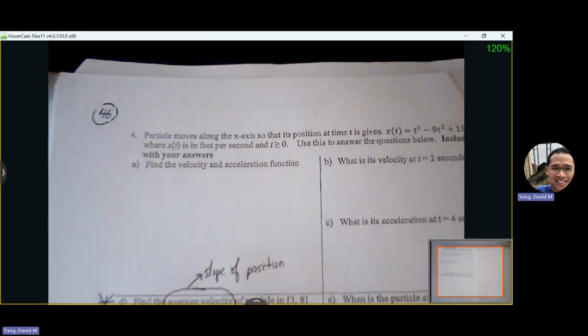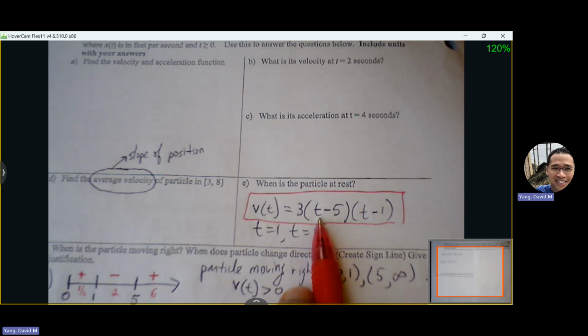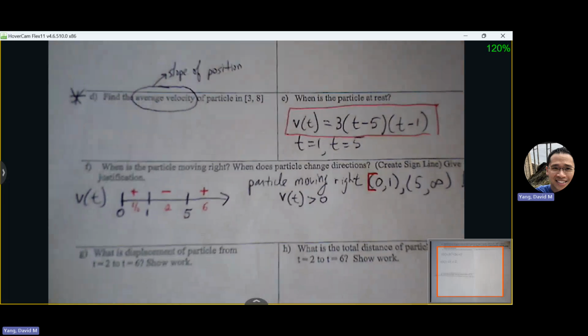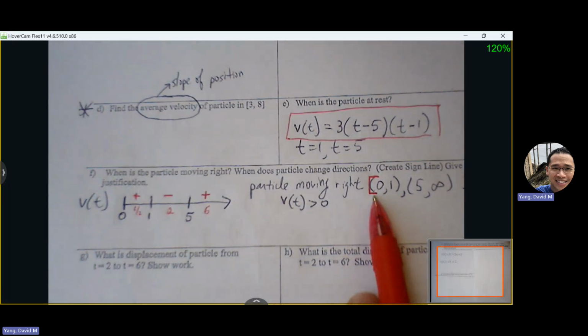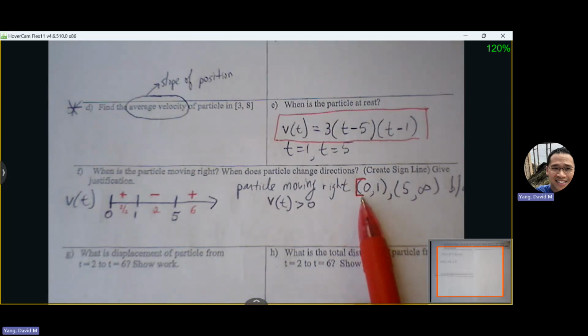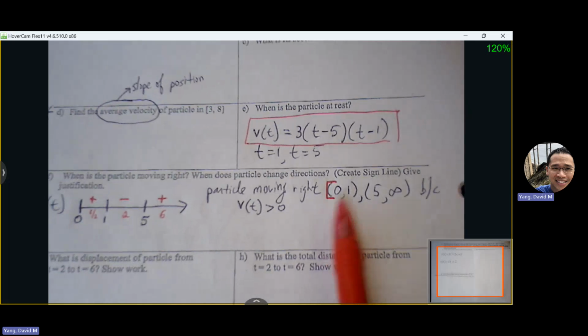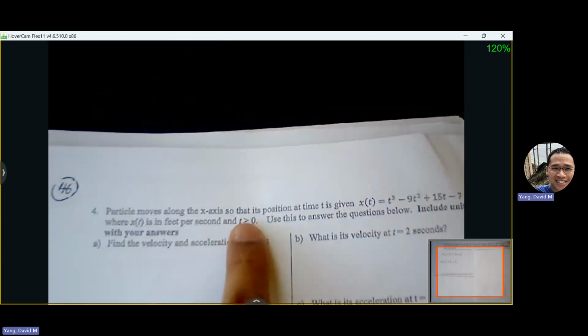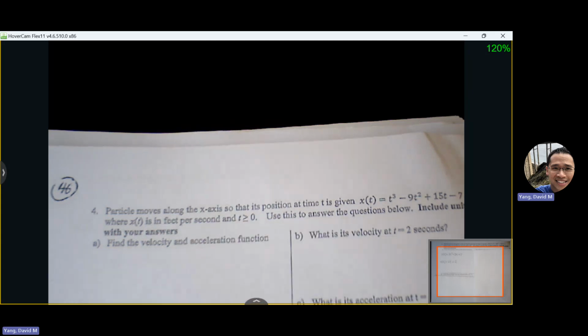So if I plug 0 into the velocity function, 0 minus 5 is negative, 0 minus 1 is negative. 2 negatives makes positive. So when the timer starts, the particle is already moving. Because we're including 0 as part of our domain, it's already moving to the right. So a bracket includes it in our interval. If it was just greater than, then we would use parentheses. But the greater than or equal to forces us to at least test 0, and we find that the object is already moving at 0 seconds.